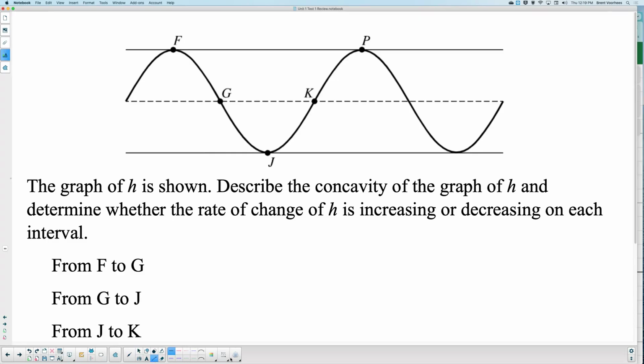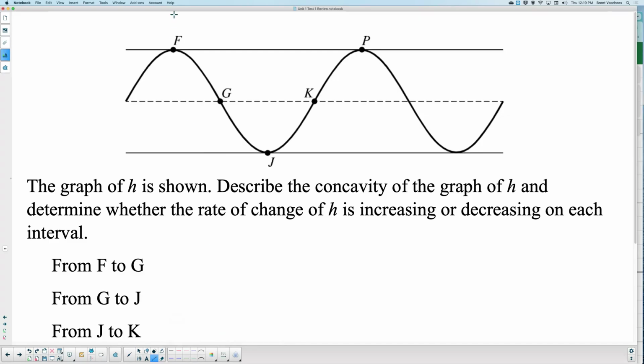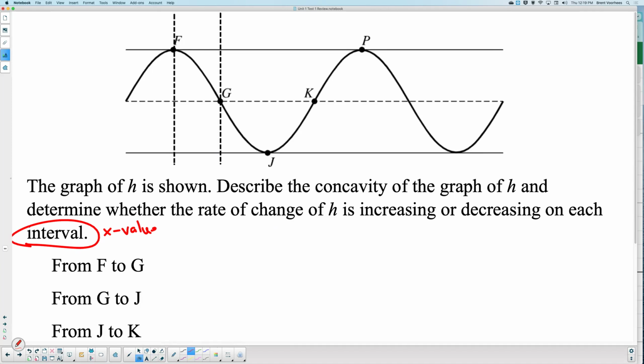So what I'm going to do here to help us out is I'm going to draw some lines, and I hope you do the same on your packet. So between F and G, like that, this is the interval. What does it mean, interval? What does that mean? X values, yeah. So from the X value, we're calling it like X1 to X2 here.